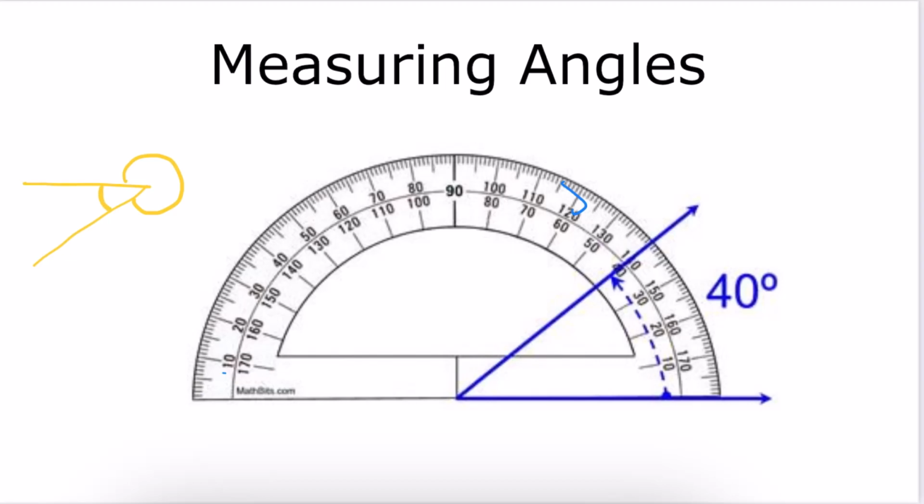Or another way is that you can extend the line and measure what this is and then add the 180 from this. And in either case, you'll get the same answer for the measure of this entire angle here. So that's how you would measure an angle that's bigger than 180 degrees.